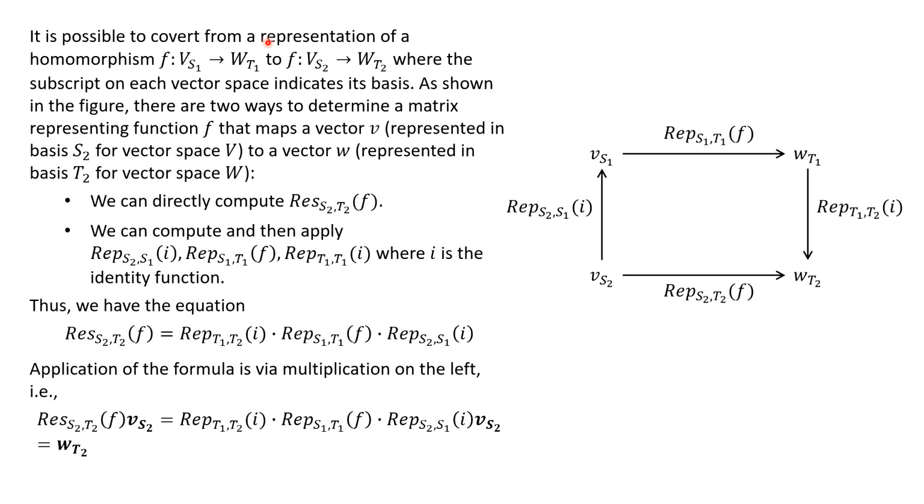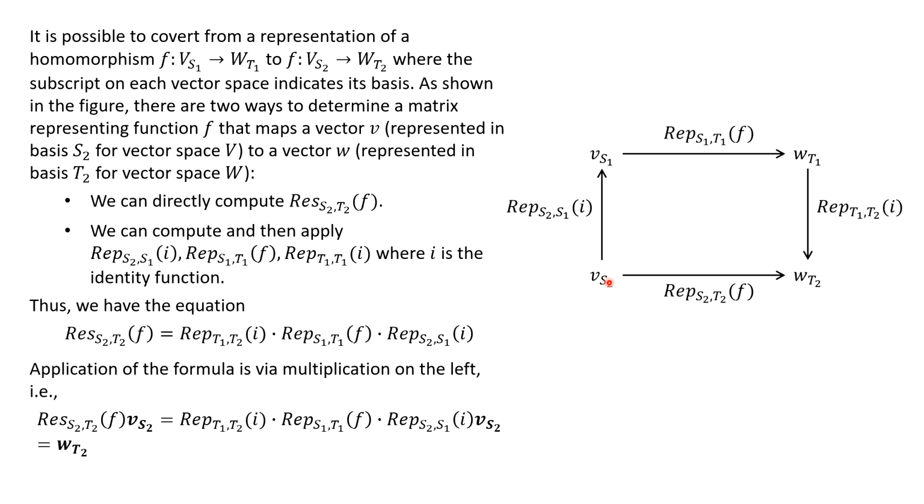It's possible to convert from a representation of homomorphism F from V to W, where you're using bases S1 and T1, to F from V to W, so it's the same homomorphism, but you're using different bases: S2 for V and T2 for W. As shown in the figure, there are two ways to determine the matrix representing F that maps a vector V represented in S2 for vector space V to a vector W represented in T2.